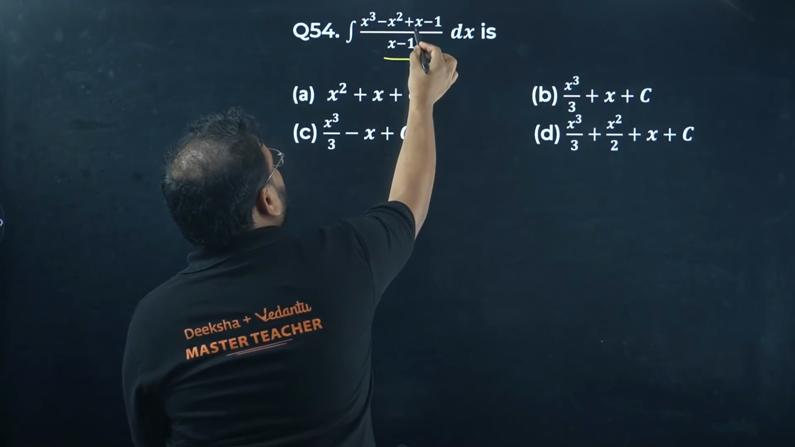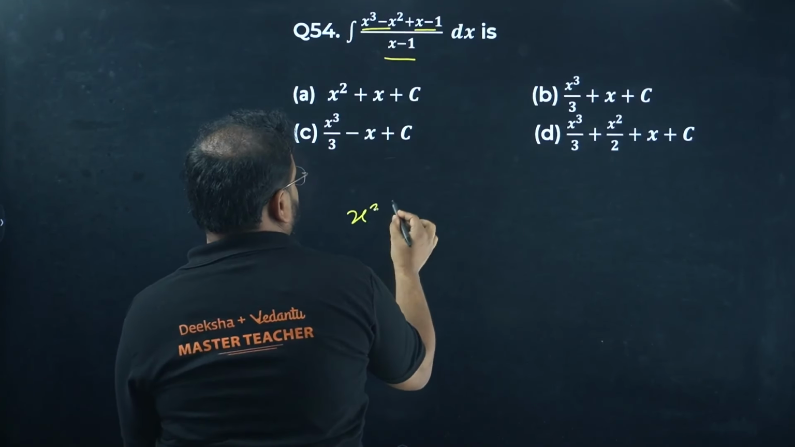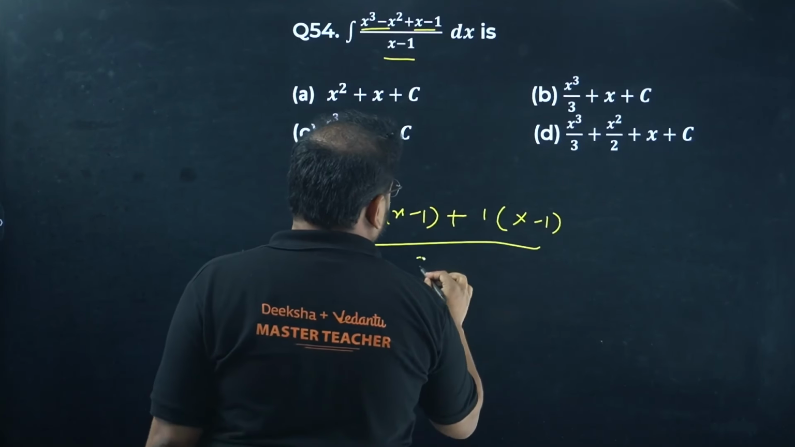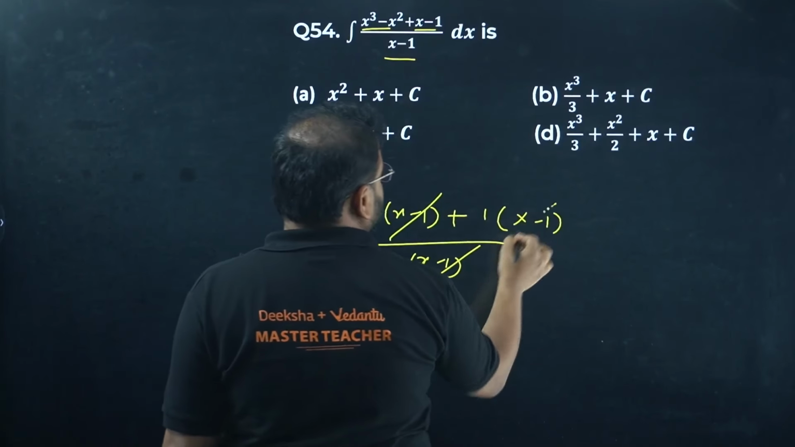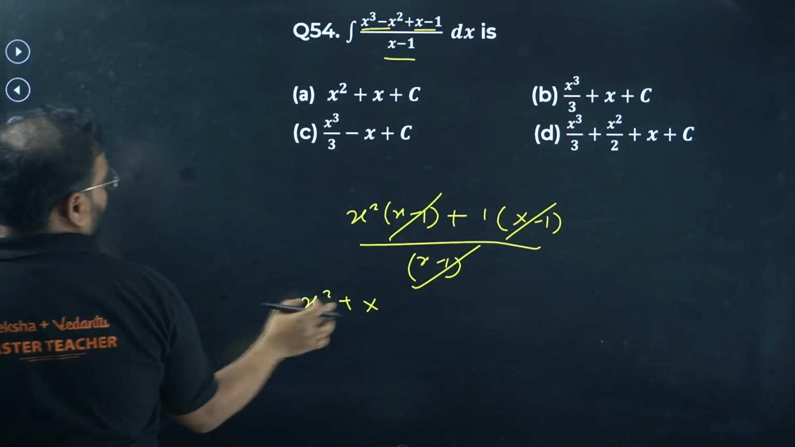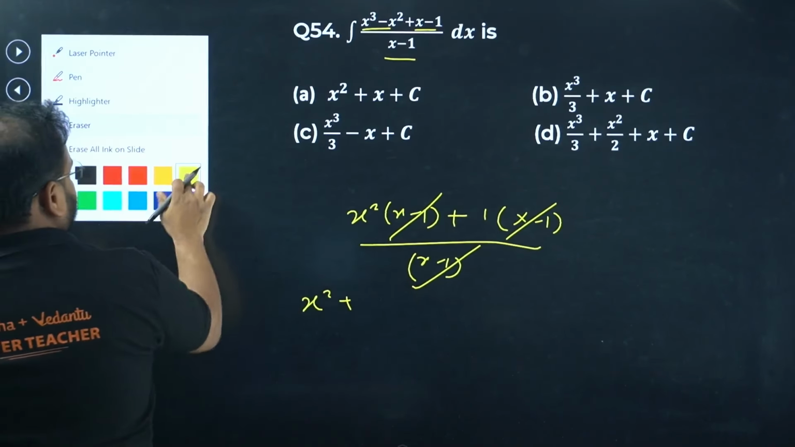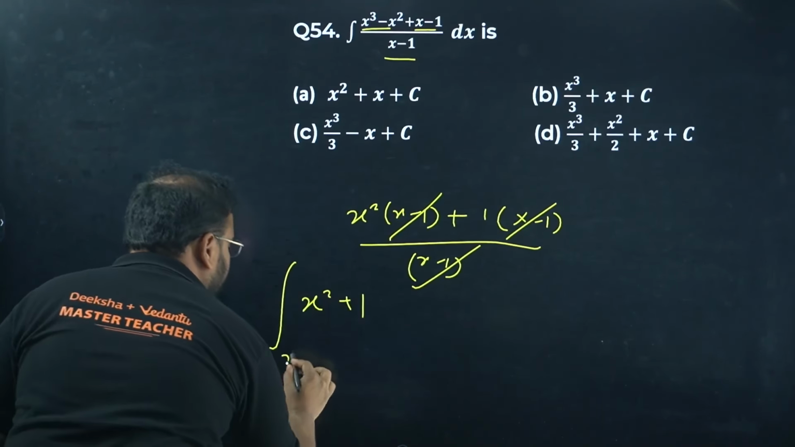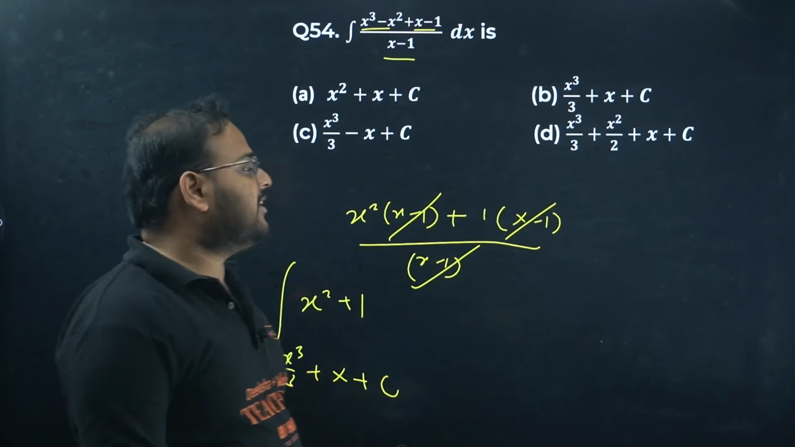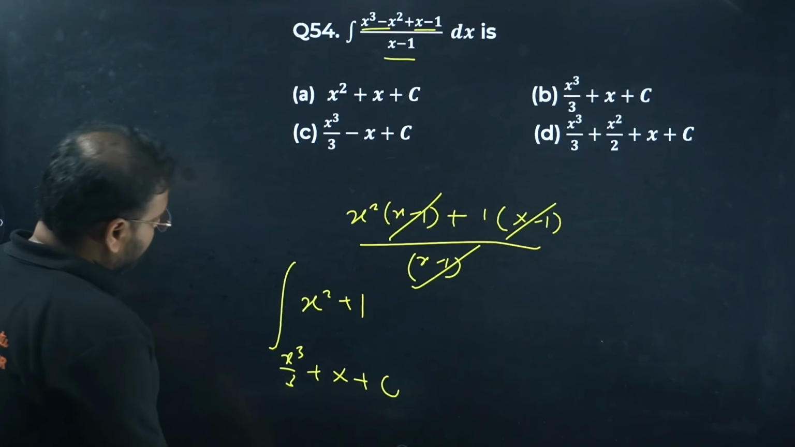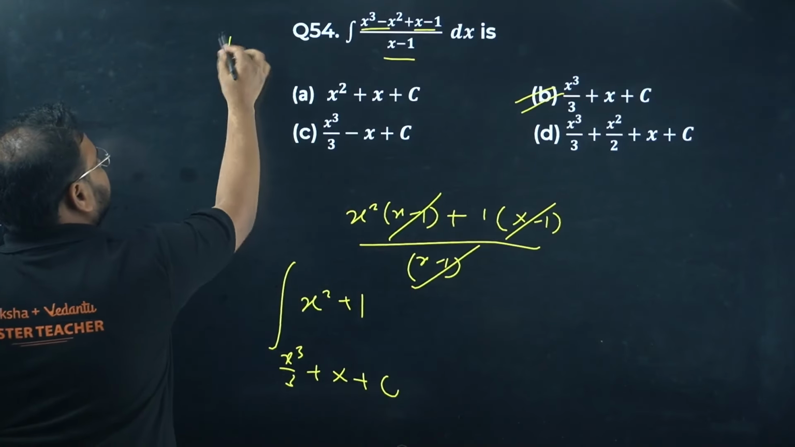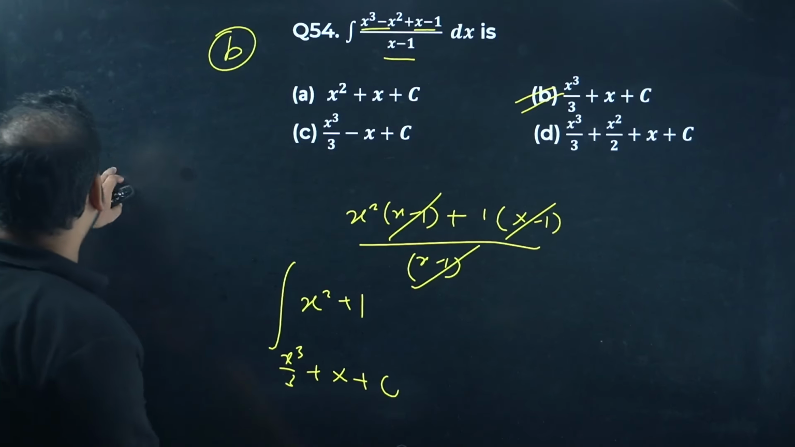Next one. Good question, but very simple one. You can see x minus 1 is there and there. We can form it over here also. Take x square common. You get x minus 1 plus 1 is common, x minus 1 divided by x minus 1. Cancels. What is left? X square plus 1. Integrate now. You get x cube by 3 and x plus c. You have x square plus 1 left with dx. Answer becomes x cube by 3 plus x plus c. Answer is B.